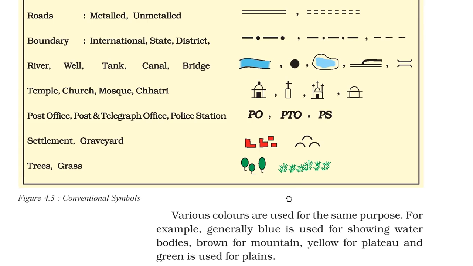So various colors are used for the same purpose. For instance, generally blue is used for showing water bodies, brown for the mountains, yellow for plateaus, and green is used for plains.